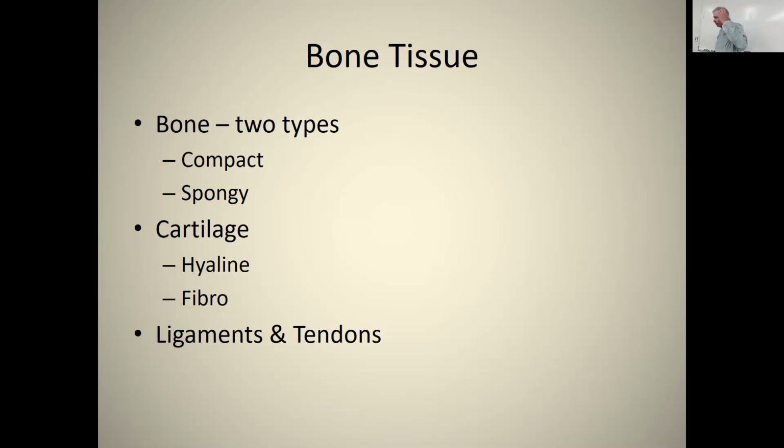Okay. Cartilage, we'll tell you a little bit about cartilage too. Mostly hyaline cartilage and fibrocartilage. And then we'll talk about ligaments and tendons. So we're looking at connective tissue: a bone with a solid matrix, cartilage with a rubbery, semi-solid matrix, and ligaments and tendons, that's irregular fibrous tissue.